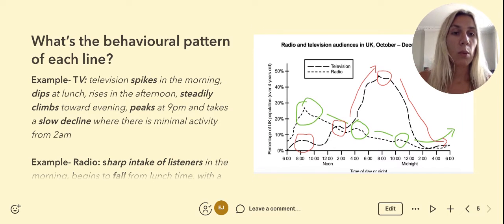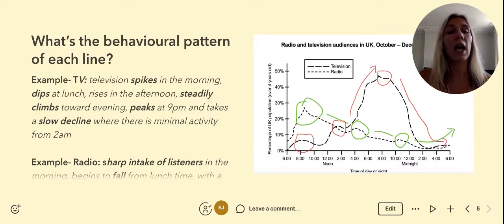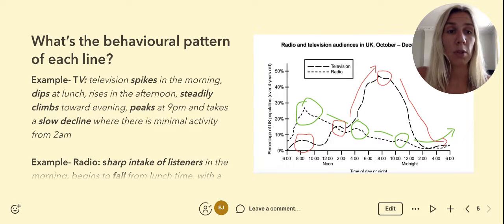So there's a couple of things that I wanted to iron over with you. The most important thing is that you detect the behavioural patterns of each line. Something to remember with this type of question, and in fact with all the data types of questions, regardless of what type of data it is, you are not trying to capture all of the information, but the most important parts within the graph. So that's a really important factor to remember.